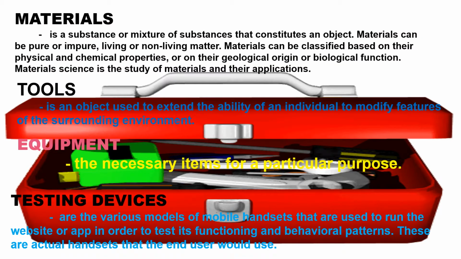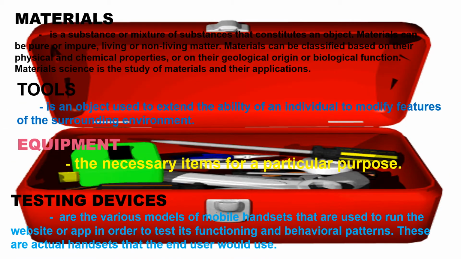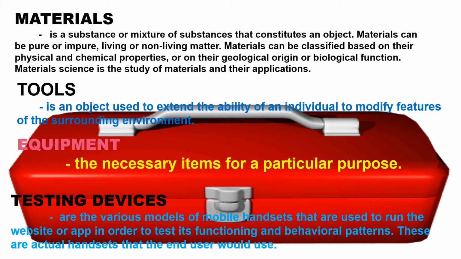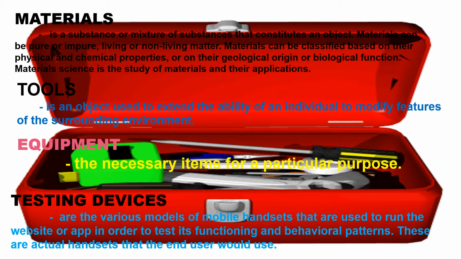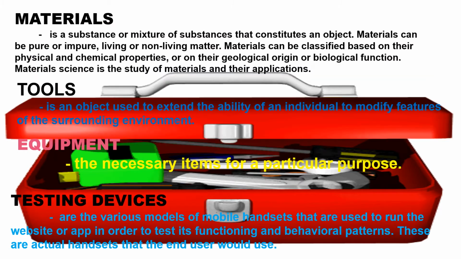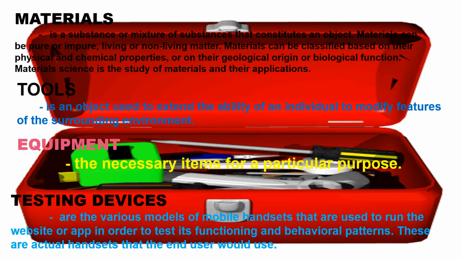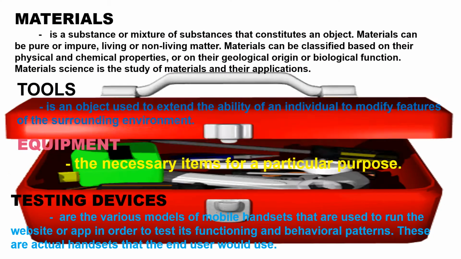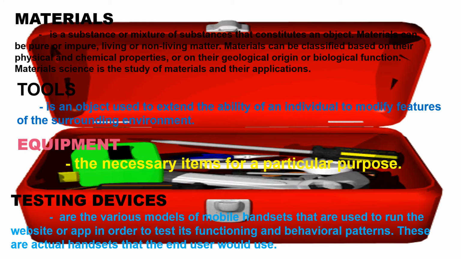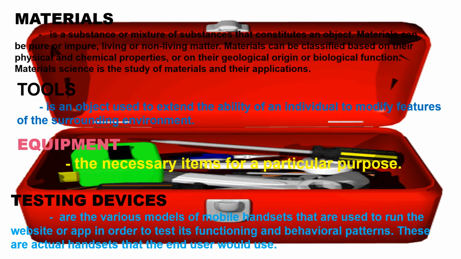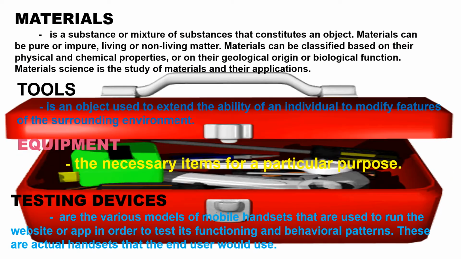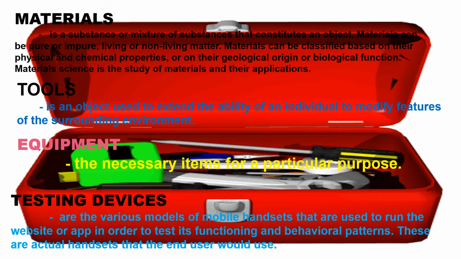Okay, let's proceed to materials. Materials is a substance or mixture of substances that constitutes an object. Materials can be pure or impure, living or non-living matter. Materials can be classified based on their physical and chemical properties, or on their geological origin or biological function. Materials science is the study of materials and their applications.